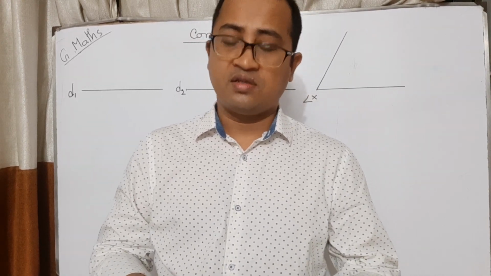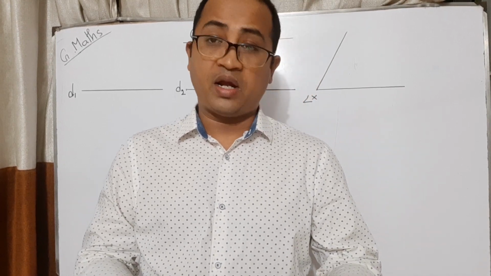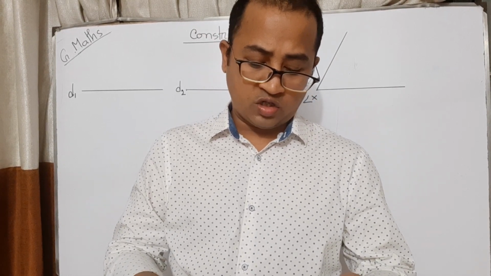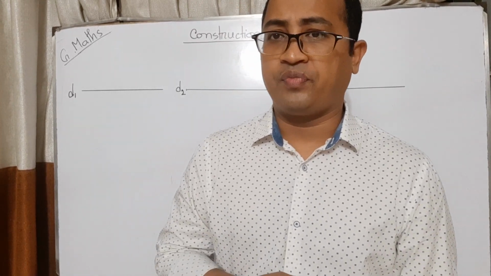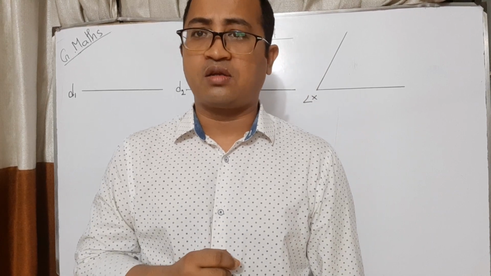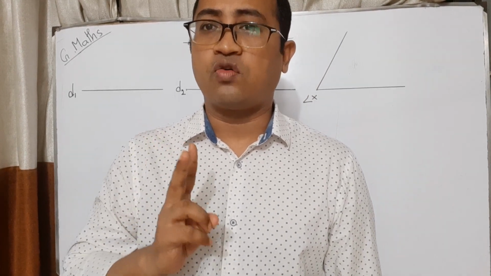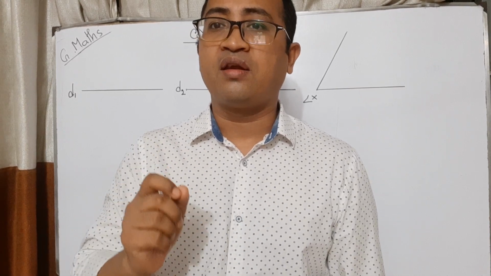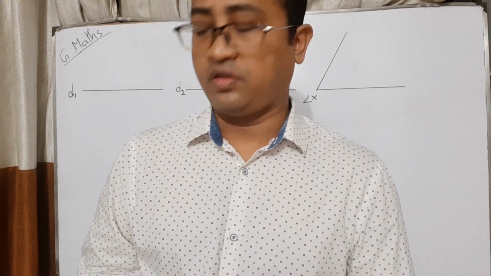Two diagonals and an included angle between them of a parallelogram are given. Construct the parallelogram. We will construct a parallelogram. At first we should notice what has been given. It has given two diagonals and their included angle. So let's start the construction.